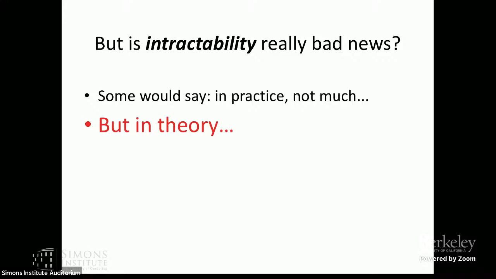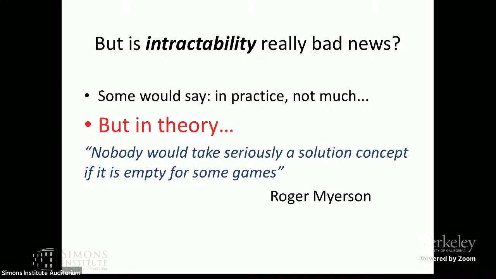And intractability is almost the same as saying that Nash's theorem was saying that for almost all games, there is a Nash equilibrium. I'm here to conjecture that if this was the theorem of Nash, it wouldn't have been as famous. It would not have launched modern economic thought. Any questions? For example, Roger Myerson. Nobody would take seriously a solution concept that is empty for some games. And we know that there are these games that Costis and I and our friends have constructed. They are completely out of this universe, but still, essentially they don't have Nash equilibria, not in this universe.